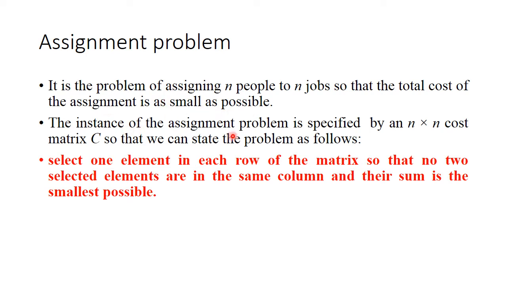The instance of the assignment problem is given by an n cross n cost matrix C, so that we can state the problem as follows. Select one element in each row of the matrix so that no two selected elements are in the same column and their sum is the smallest possible.